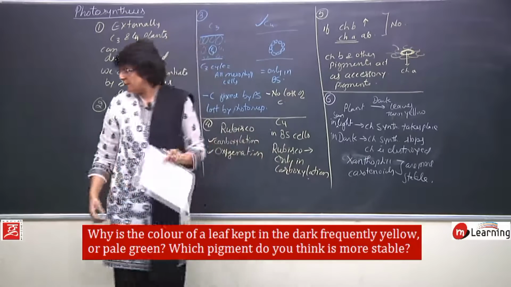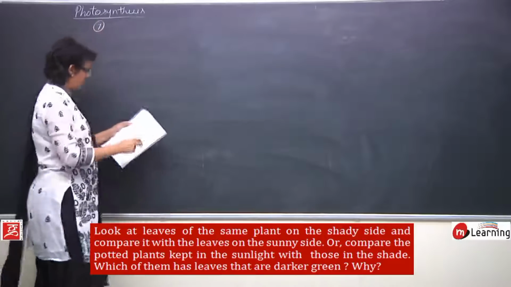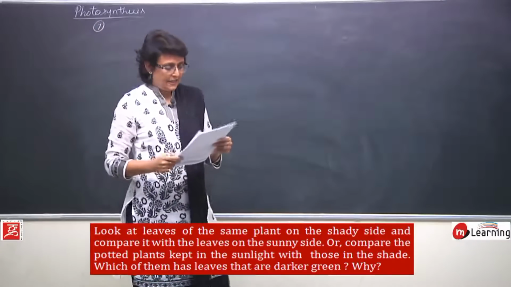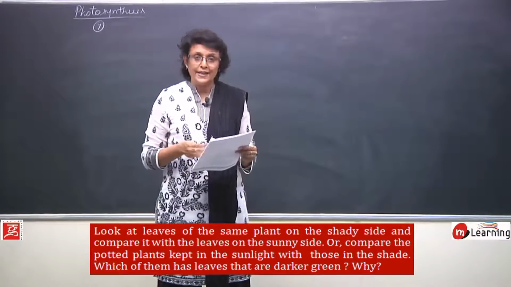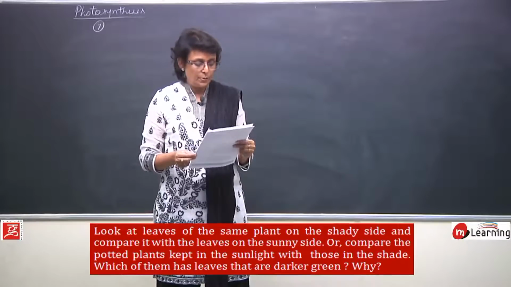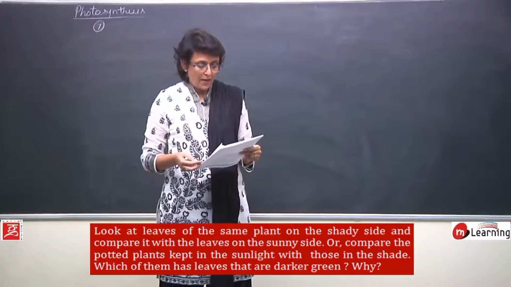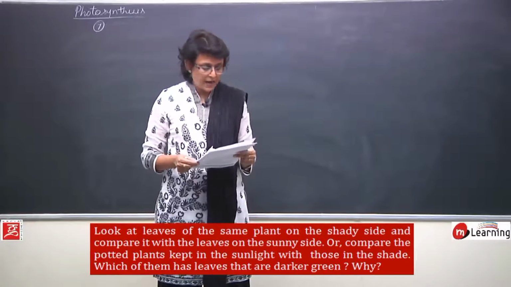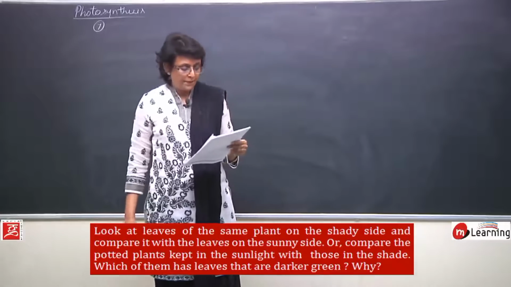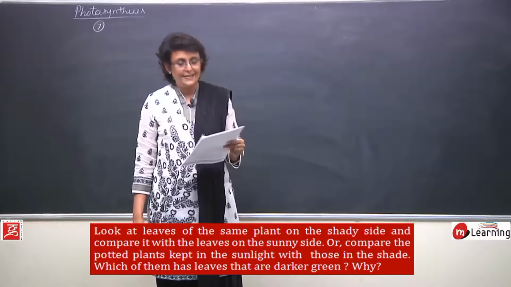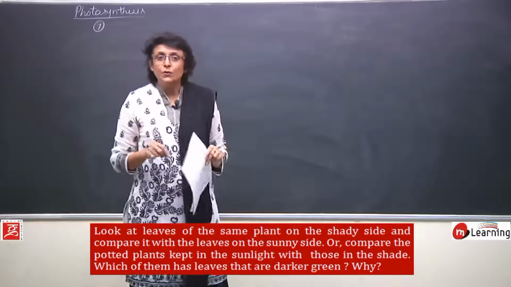Let us take the 7th question. Look at leaves of the same plant on the shady side and compare it with the leaves on the sunny side, or compare the potted plant kept in sunlight with those in shades. Which of them has leaves that are dark green and why? Basically they want us to compare the color of the leaf.